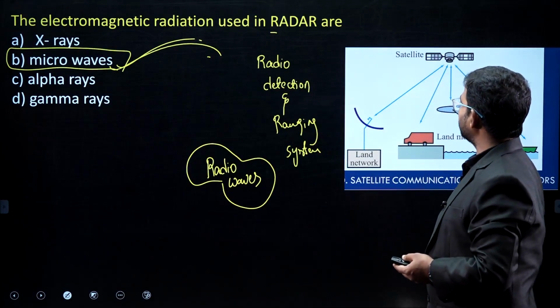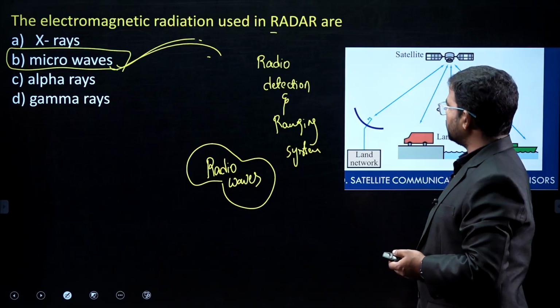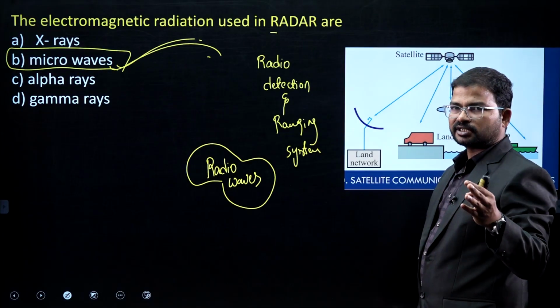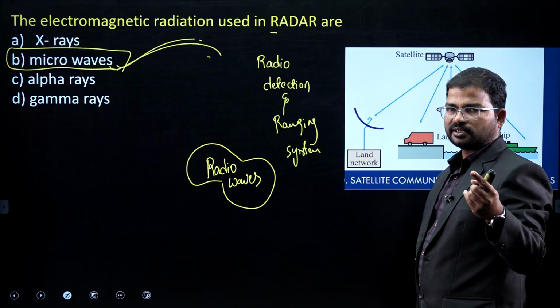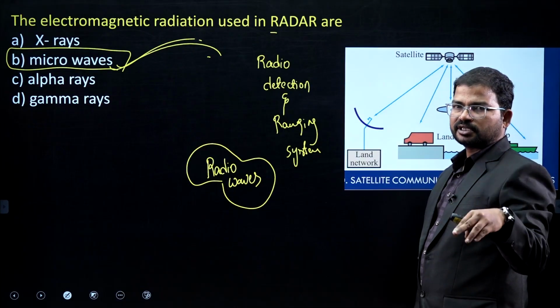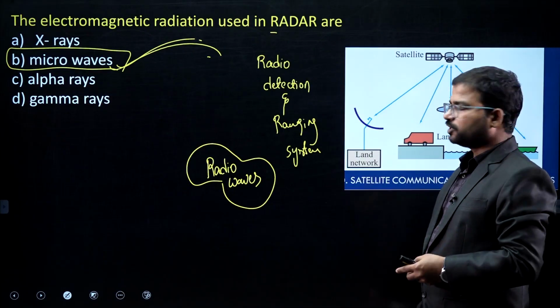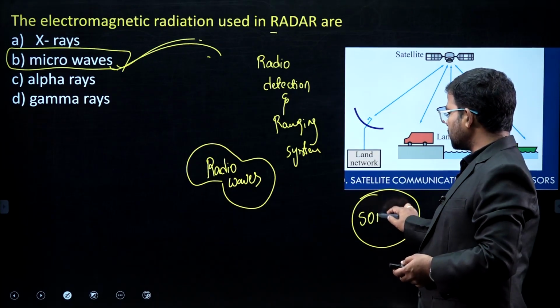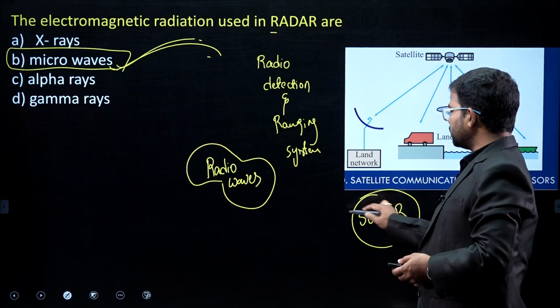By using radar, we can detect any kind of object, even in the atmosphere or in space, and on land also. What about in water bodies? We have to consider sonar. Sonar means sound navigation and ranging system.